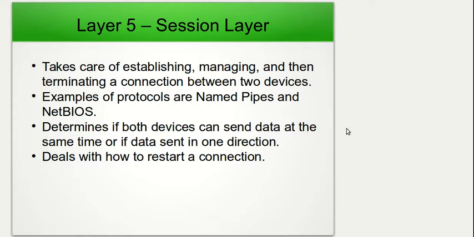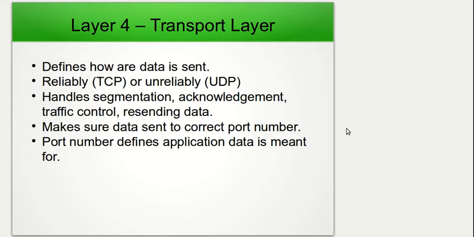Now the session layer takes care of establishing a connection between the two devices, managing that connection, and also terminating that connection. Like I said before, this is normally performed at the transport layer in real networks. Examples of protocols at this layer are named pipes and NetBIOS. At the session layer, we can determine whether over that connection both devices can send and receive at the same time, whether only one device can send at a time, or whether data can only be sent in one direction. It also deals with how to restart the connection as well.